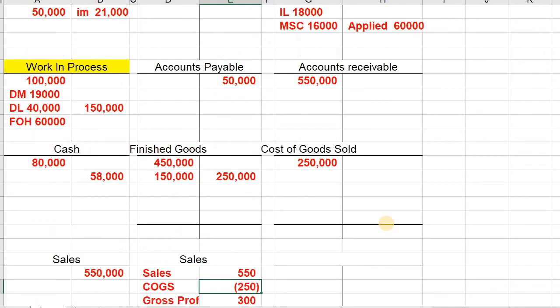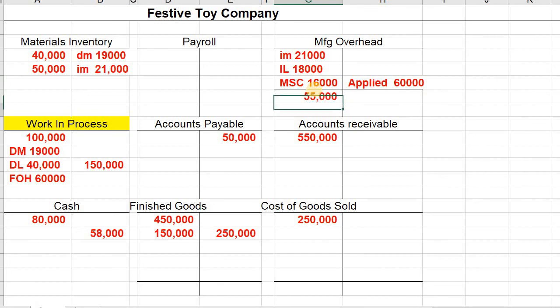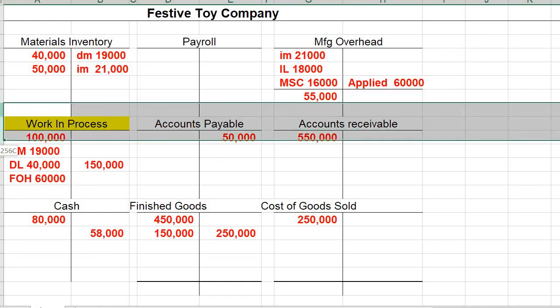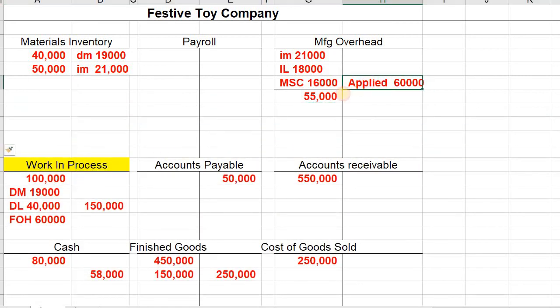I'll tell you one loose end is up here in my manufacturing overhead account. Because actual factory overhead, number 11, was $55,000. Is that correct? Well, let's see. 21. That's 39. 16. Yep. $55,000 is what we spent. We applied $60,000. So we applied 5 more than we spent. Wow. Well, that doesn't make sense. So we have to fix it. We should have applied exactly what we spent, shouldn't we?